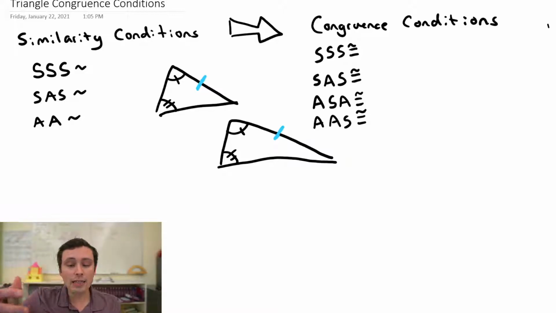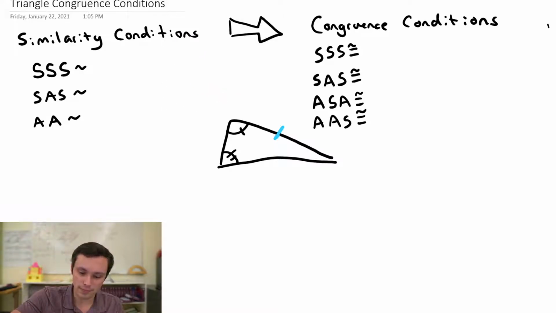Now, this is pretty much all of them, but there is one special case that we will see come up sometimes, which is when we have a right triangle. And if that's the case, you get something called the hypotenuse leg congruence test. Oh, what is that? Well, let's take a look here.